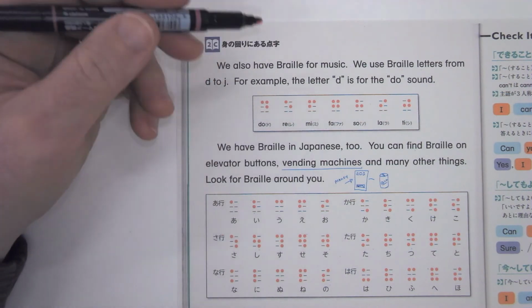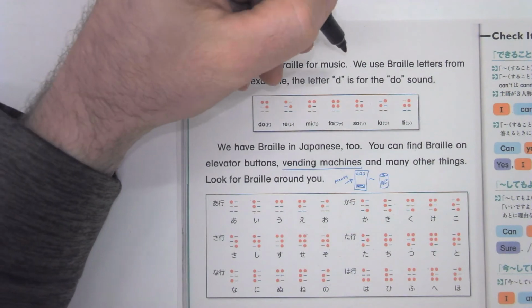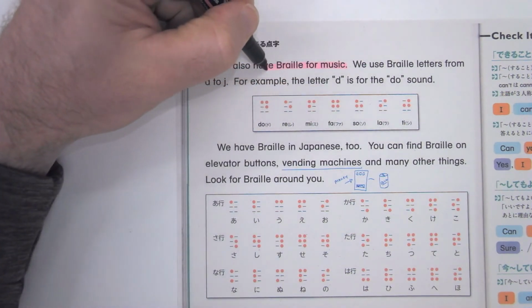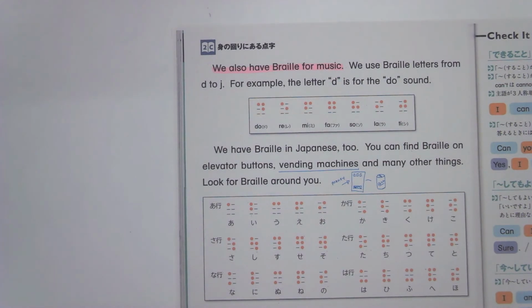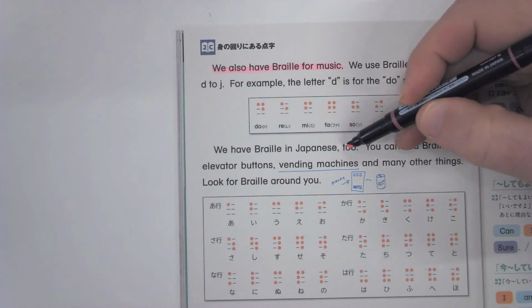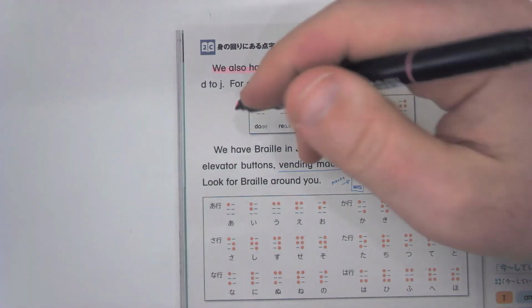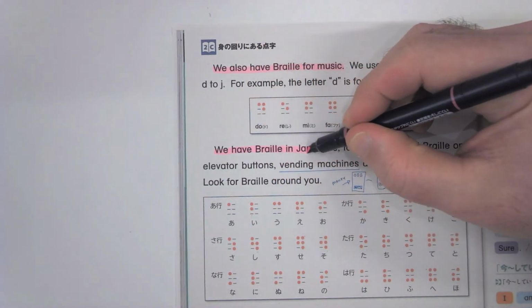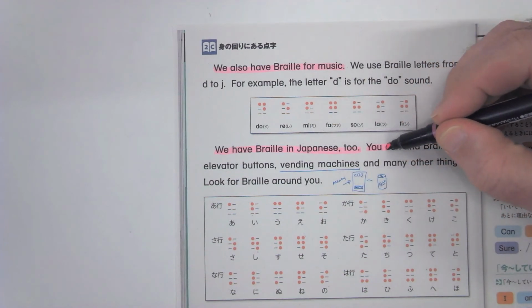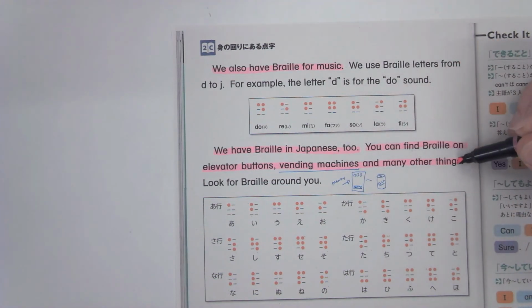What are the important points here? I think there are 2. First, I think that this is important. We also have Braille for music. And I also think the important point, which sentence is important? I think they're both important, but I'm going to choose the main idea as being this and this. I think these are both very important points in this reading.